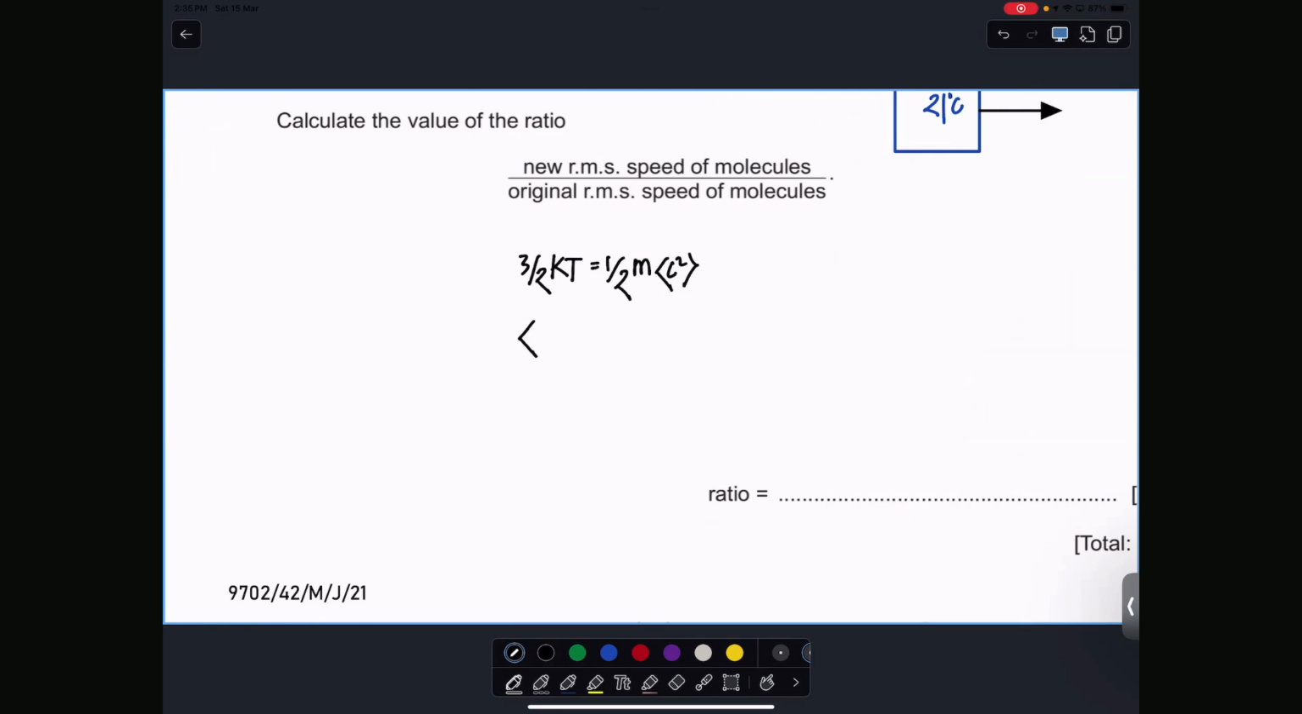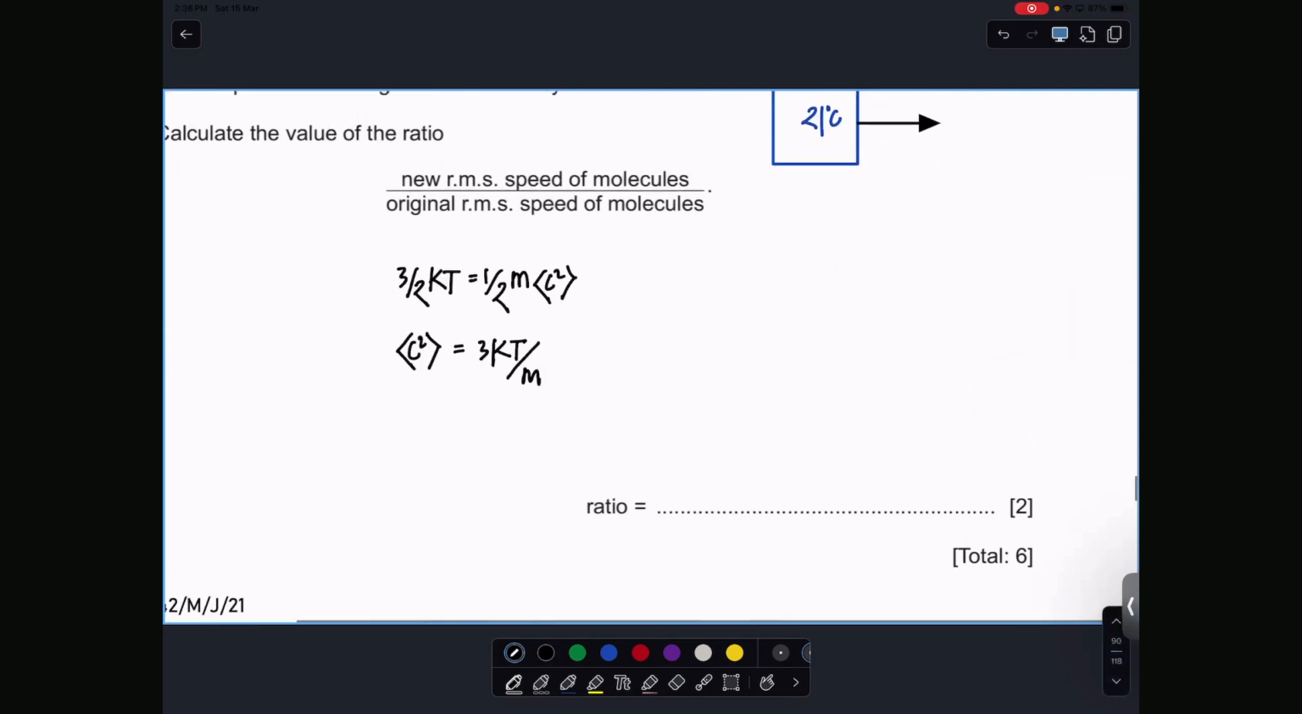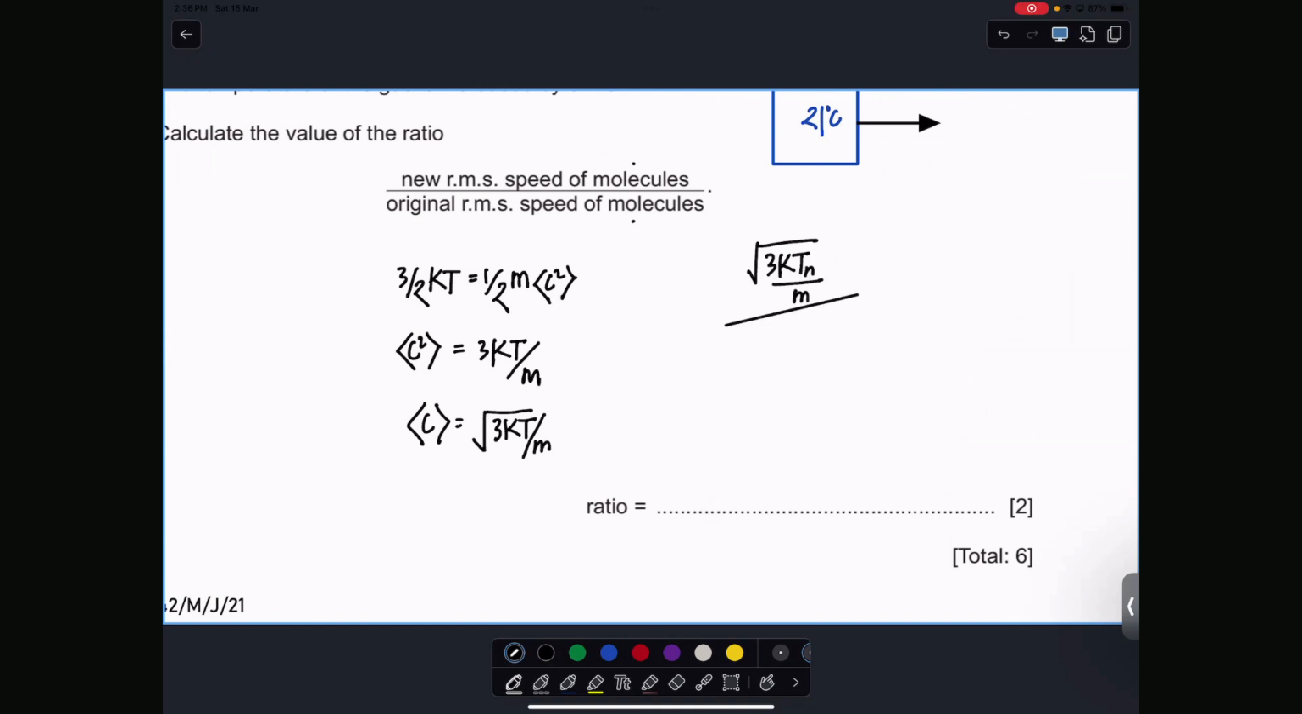So c square কে আমি কি বানাবো আমরা? Subject. So c square, এটা only if you are struggling এভাবে করো, না otherwise shortcut করা যায়. So c square কে আমি subject বানাই, what do I get here? 3kT divided by m. Okay. So since I want to find the ratio of the root mean square, আমাকে c বের করতে হবে. So c is going to be root of 3kT by m. Then we just place the values. So কি হবে? Root of 3kT new divided by m, divided by root of 3kT divided by m.